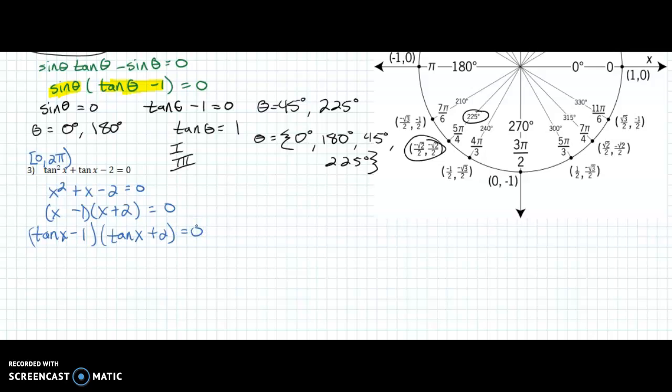And now we can solve these two equations separately. So tangent x is equal to 1 when we move the 1 over. And we've already actually done that one. And then tangent x is equal to -2. So on this tangent x equals 1, let's just take our answers from above. We already found answers to that to be 45 and 225, but let's use the radian version. So that's pi over 4 and then 5 pi over 4.